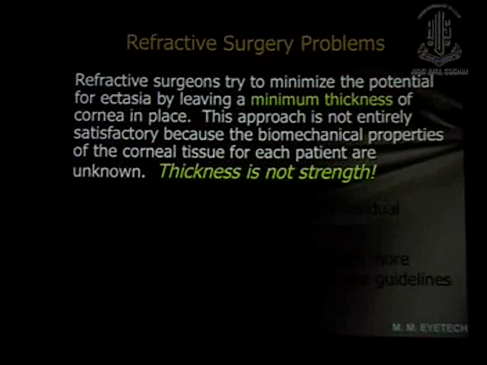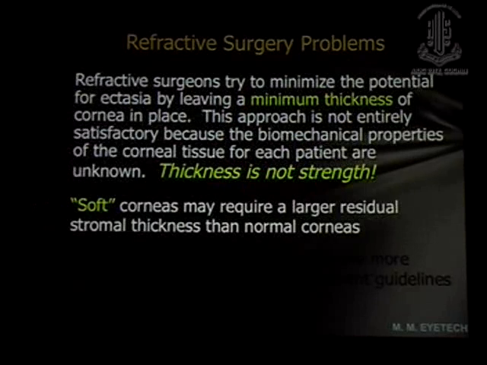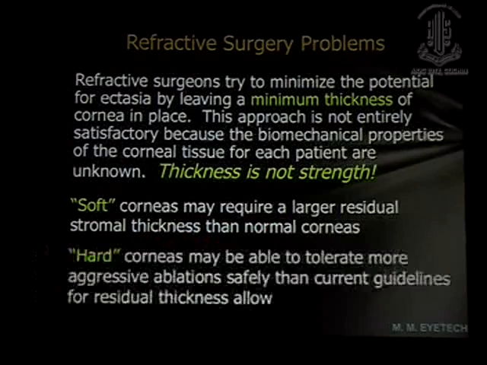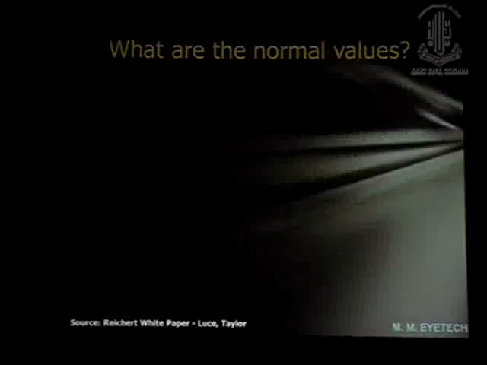The second thing where it's very useful is that in refractive surgery we have started to look at the residual stromal bed and use that as our benchmark, but actually thickness is not strength. There are corneas which may be soft, which may require a larger residual stromal thickness, and there are corneas that may be hard, which may be more tolerant and may allow more aggressive ablations.